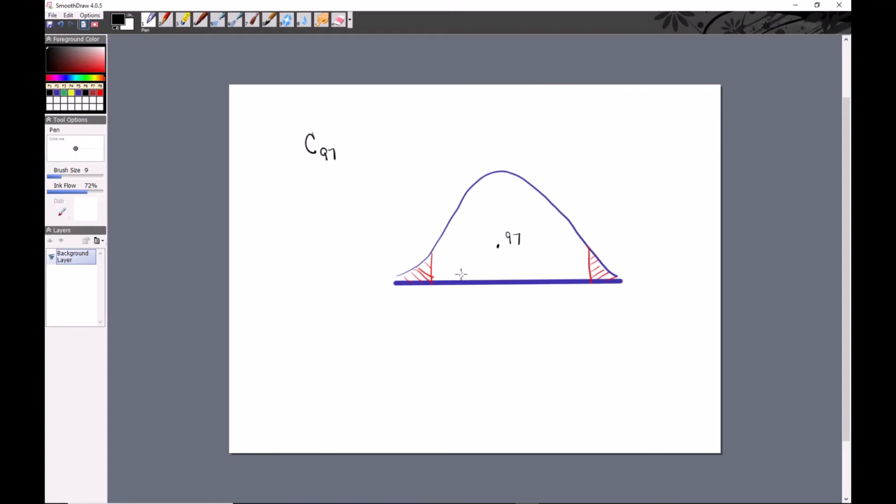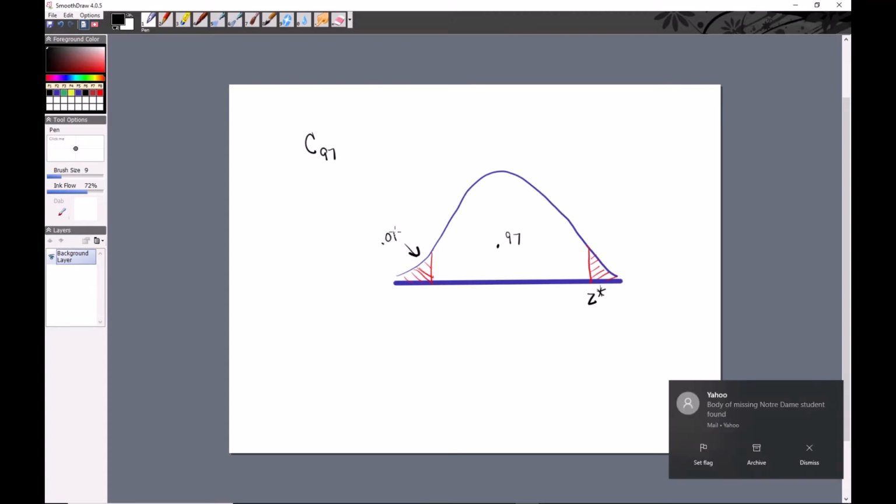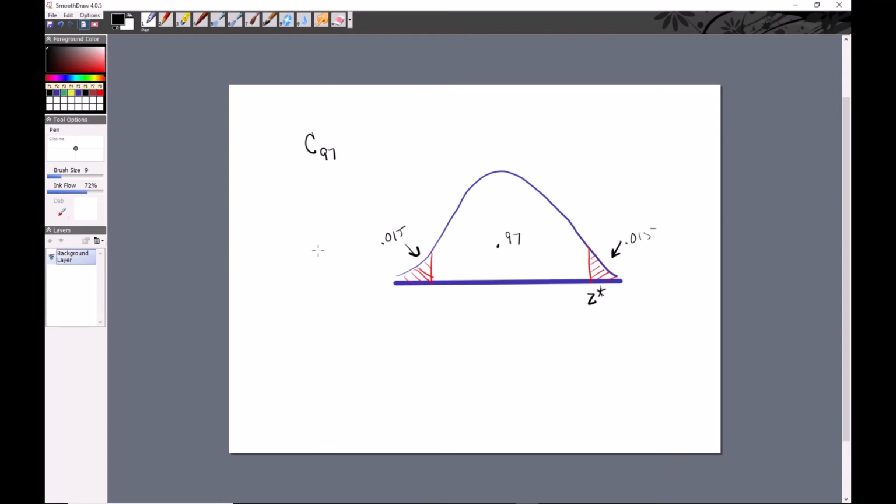All right, your z star value is not there, but we'll figure it out the same way we just did with the 0.9. So again, it's the central 97% of your normal curve, leaving 0.03 or 3% left over, half of which goes here. So this will be 0.015. And this one here is 0.015. And we just do the same thing.